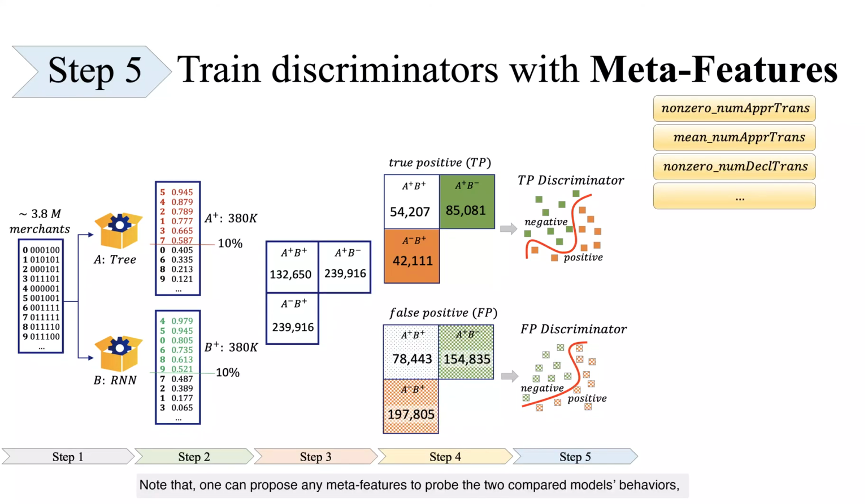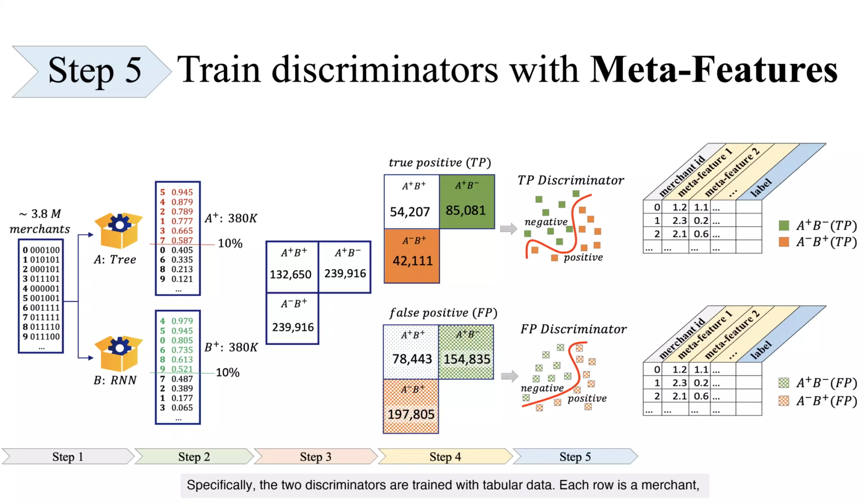Note that one can propose any meta features to probe the two compared models' behaviors, even if they have no knowledge on the two models. Using those meta features, we train two discriminators for the disagreed merchants from the true positive and false positive cells. Specifically, the two discriminators are trained with tabular data. Each row is a merchant. Each column is a meta feature. And the label of each row is either A plus B minus or A minus B plus.